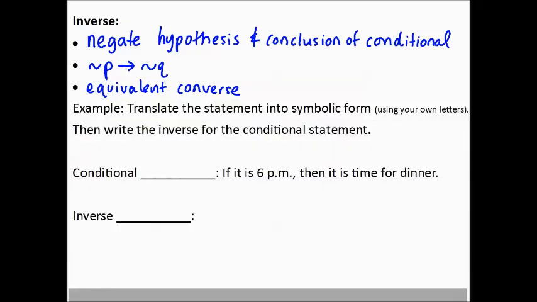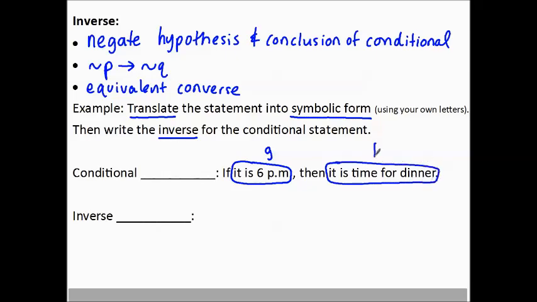Let's look at an example. Translate the statement into symbolic form. Then write the inverse for the conditional statement. If it is 6 p.m., then it is time for dinner. Well, if we call the hypothesis G and the conclusion H, the symbolic notation would be G arrow H. Changing it to the inverse keeps it in this order but negates it. Squiggly G, or not G, then not H, like that.